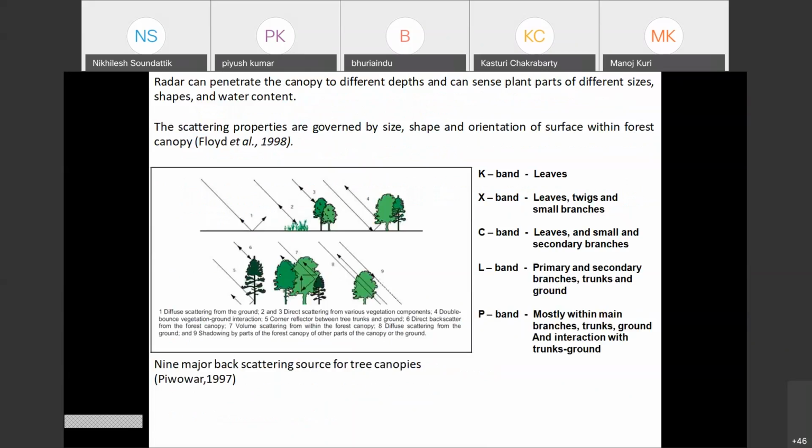Now we have different bands, as I said, and different bands interact differently. X band interacts with the leaves, twigs, and higher canopy structures. Further, C band goes a little further down, to leaves and small branches.